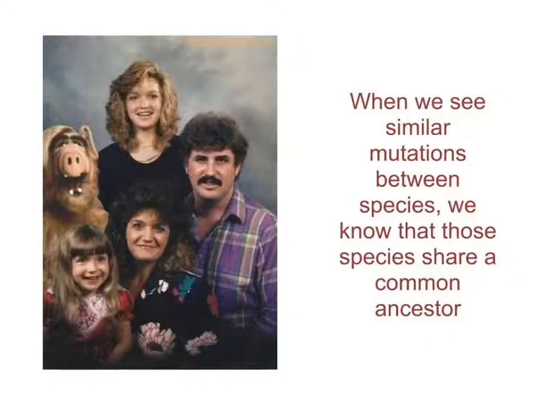The reason this works is because changes to genetic information occur through rare random mutations. These mutations are hereditary, and they're passed down from one generation to the next. In the same way that a mutation can be shared by related members of a human family, when we see similar mutations between species, we know that those species share a common ancestor.